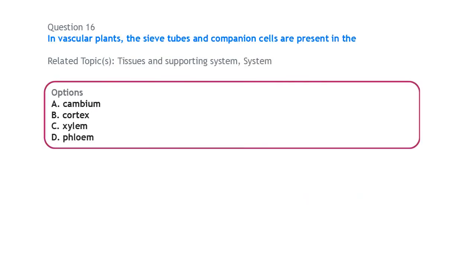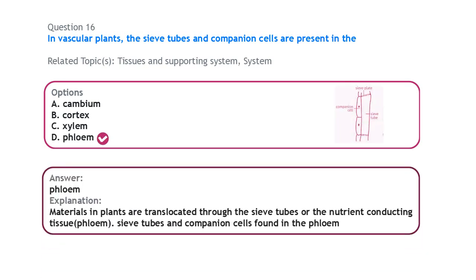Next question on transport and supporting system. In vascular plants, the sieve tubes and companion cells are present in the phloem. Okay, the phloem, which is the vascular tissue that carries photosynthate in plants, that is manufactured food in plants. So it consists of sieve tubes and companion cells.